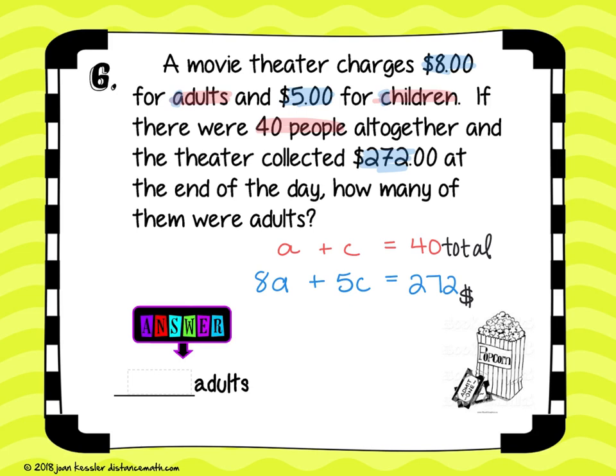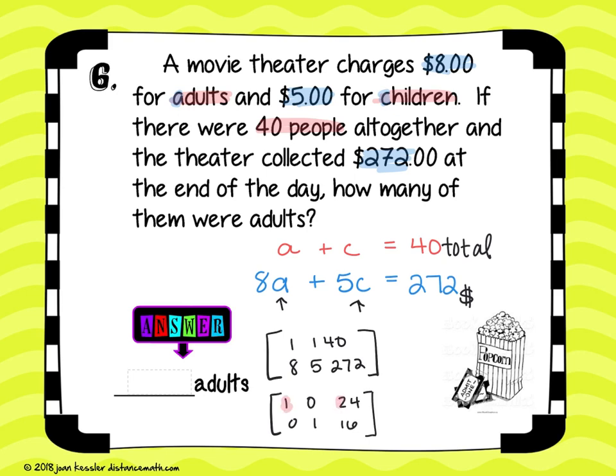Again, we're going to write a matrix because our variables are lined up perfectly. So we would have 1, 1, 40, 8, 5, 272. And this would be typed into Desmos. Once I do this, the solution I see looks like this. And so then we need to be able to interpret that. So since I listed the adults first, and there's a 1 here, that means there were 24 adults.